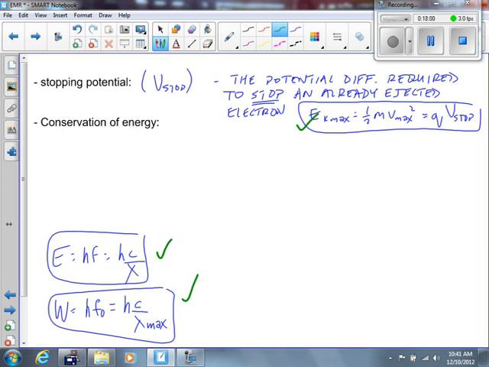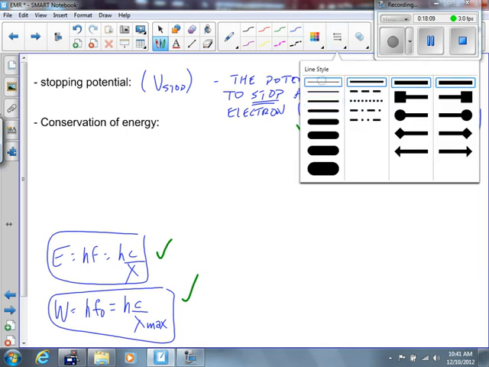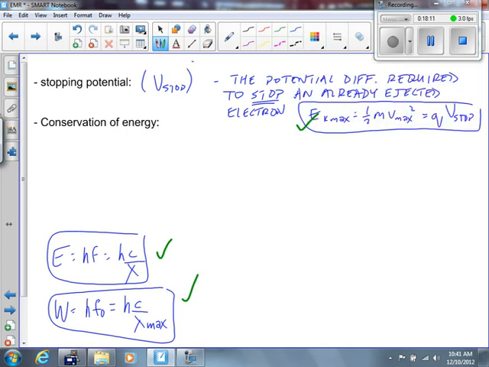Lastly, though, before we start solving some problems, we have to look at the law of conservation of energy in the context of the photoelectric effect. The law of conservation of energy says EI equals EF, right? The total initial energy equals the total final energy. What initial energy do we have here? What is it that possesses the energy before the electron is ejected? The photon. So let's say that our initial energy is going to be equal to h times f.